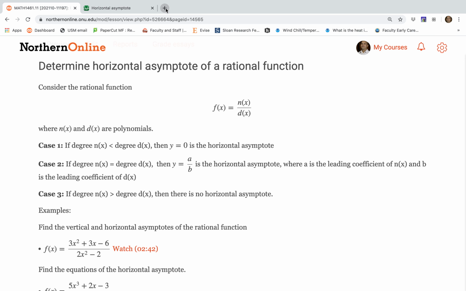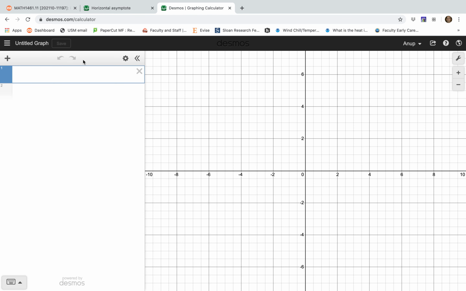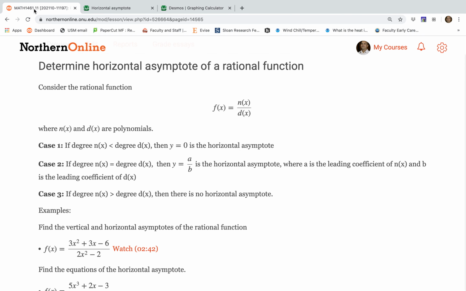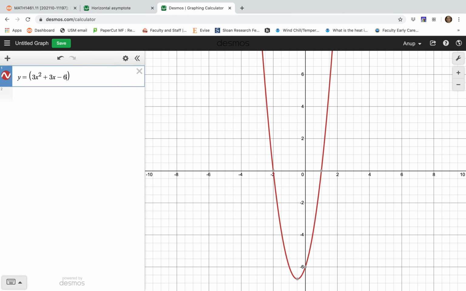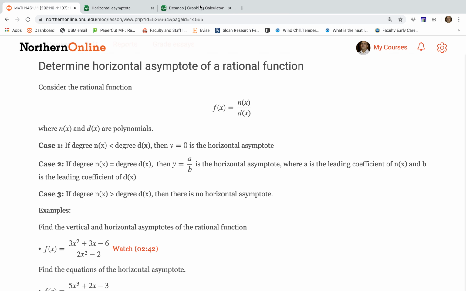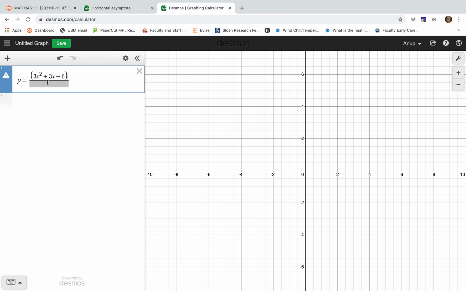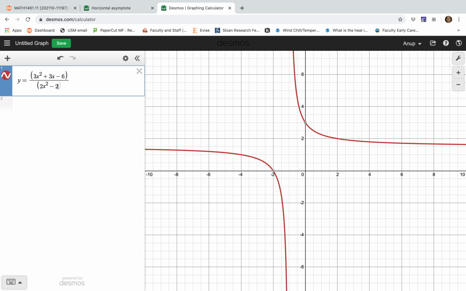Do you want to check that? Okay, let's go ahead and do that on Desmos. Y is equal to, what was the polynomial on the numerator? 3x squared plus 3x minus 6, and then divided by, what is the polynomial on the denominator? 2x squared minus 2.